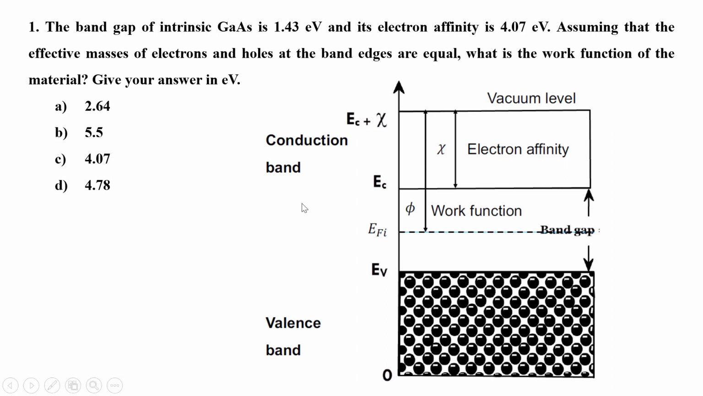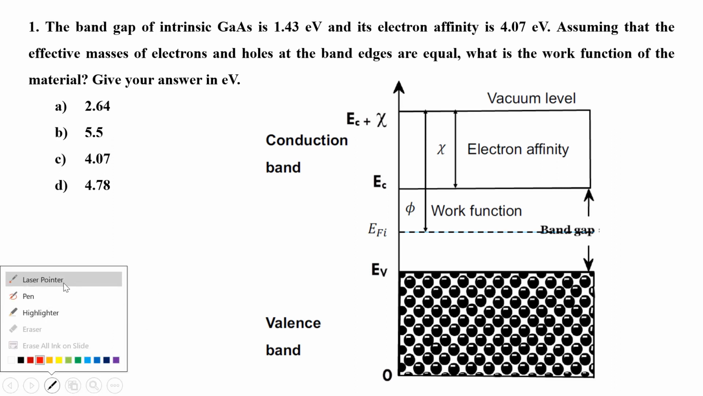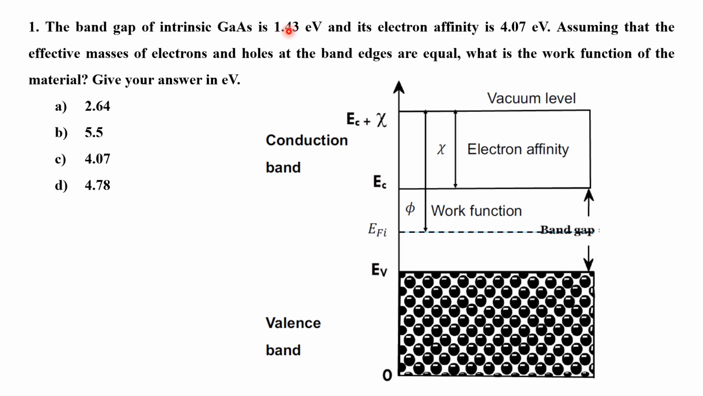Basically, what I just mentioned here is that the band gap is given. This is our material. Suppose this is the gallium arsenide diagram you imagine. The band gap, this entire portion, is 1.43. The electron affinity, the Chi value, is 4.07. They are asking us to find the work function.